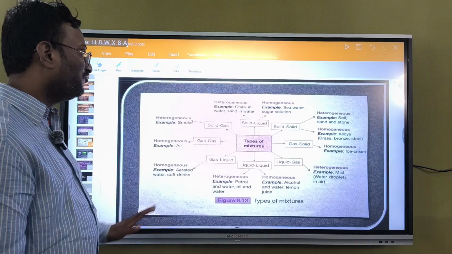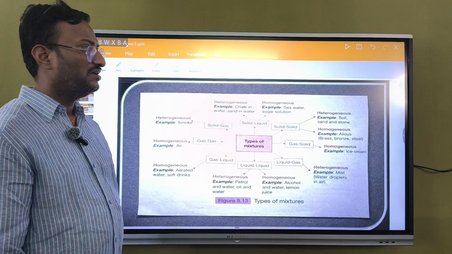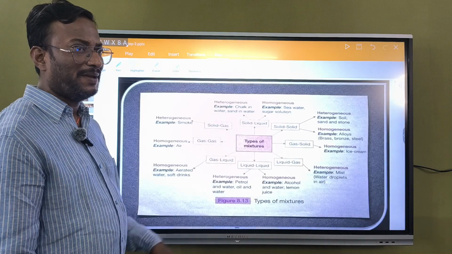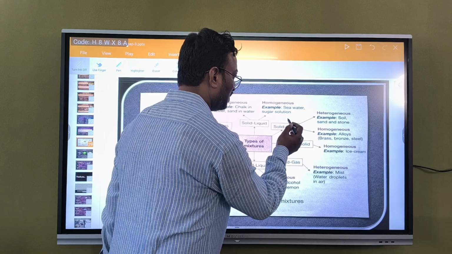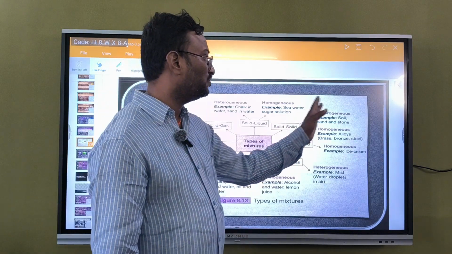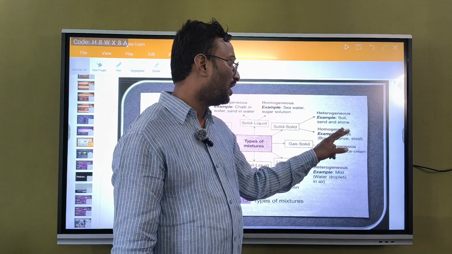And next, we have segregated homogeneous and heterogeneous mixtures in different forms in the table of types of mixture. First we consider starting from solid. A solid mixture may be heterogeneous or homogeneous. An example of a homogeneous one is alloys.